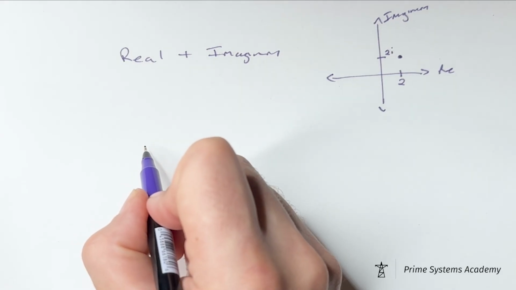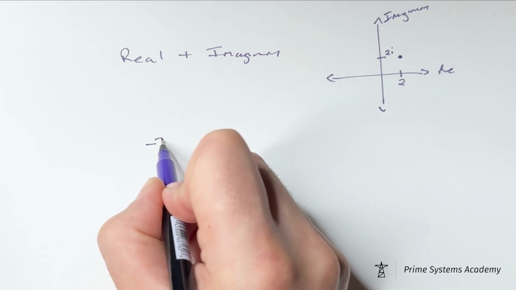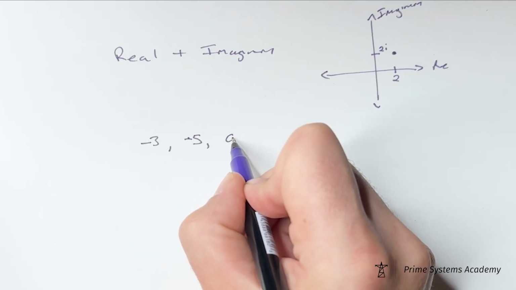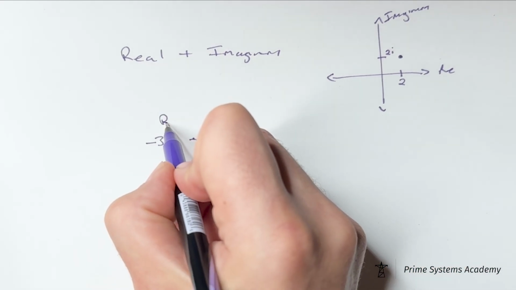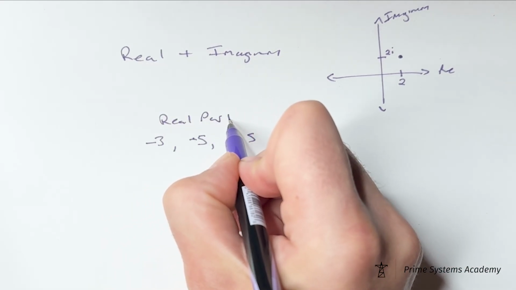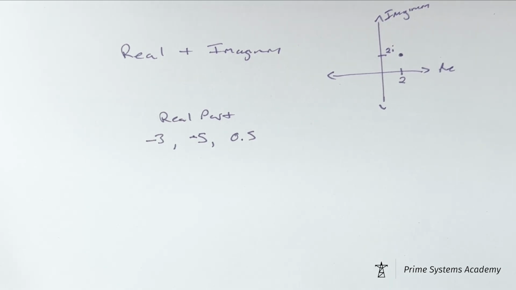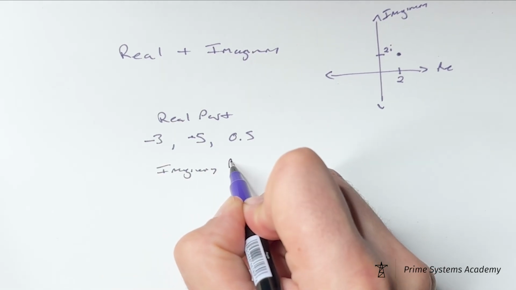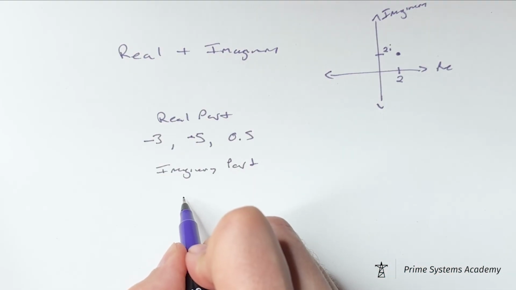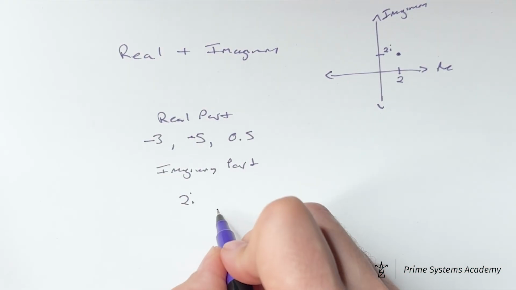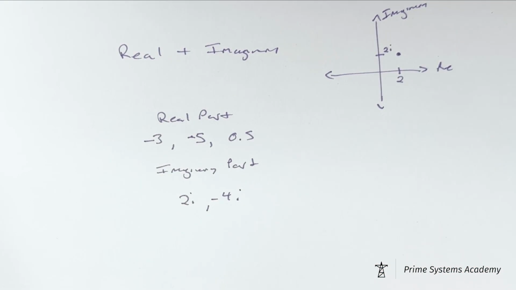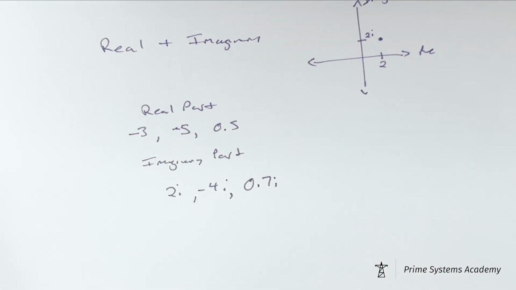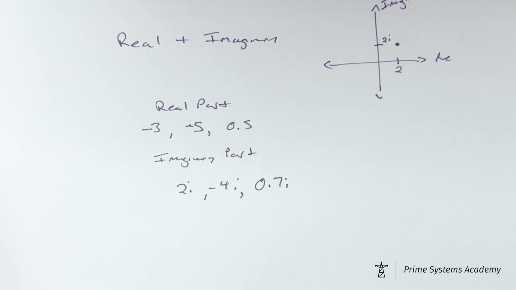So it's going to have a real part like -3 or -5 or 0.5. So this is going to be a real part. Then it's also going to have an imaginary part. So this is going to be like 2i or -4i or even 0.7i. So these are going to be your imaginary parts.